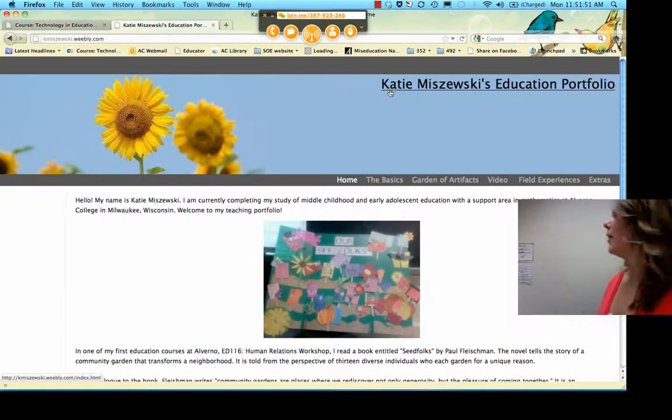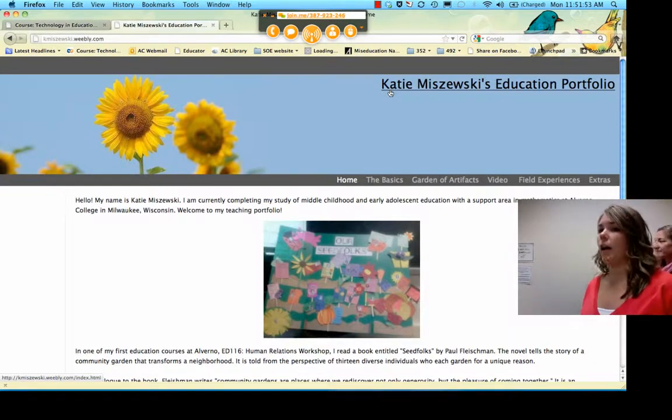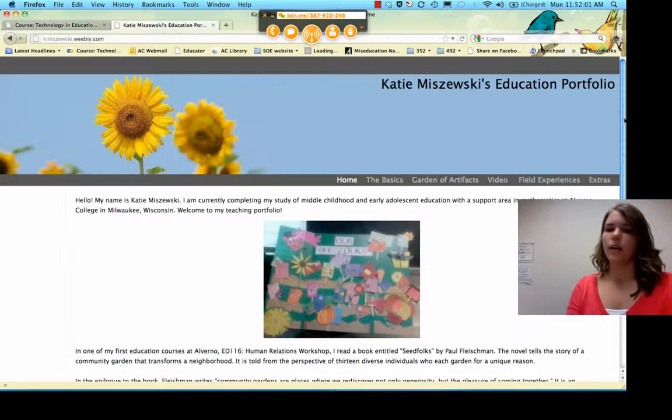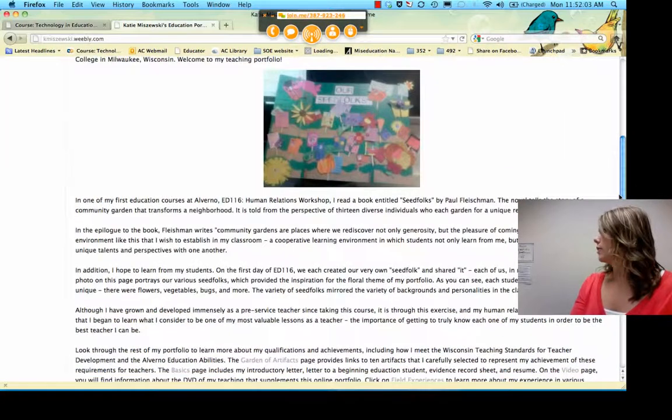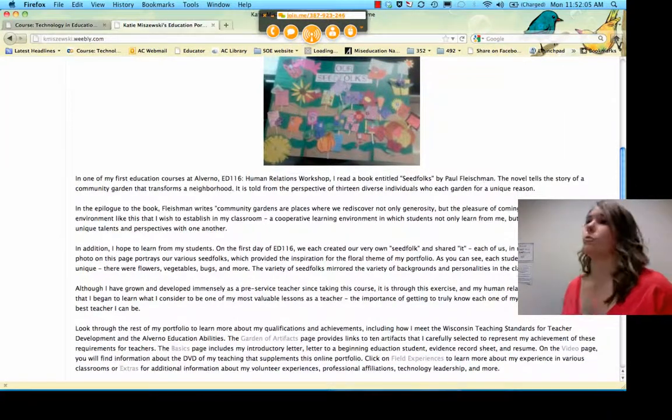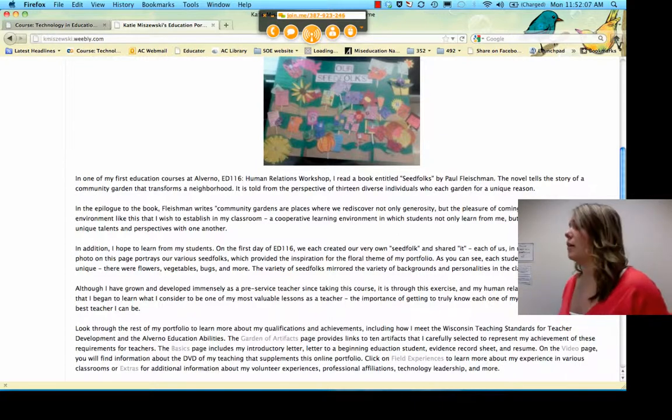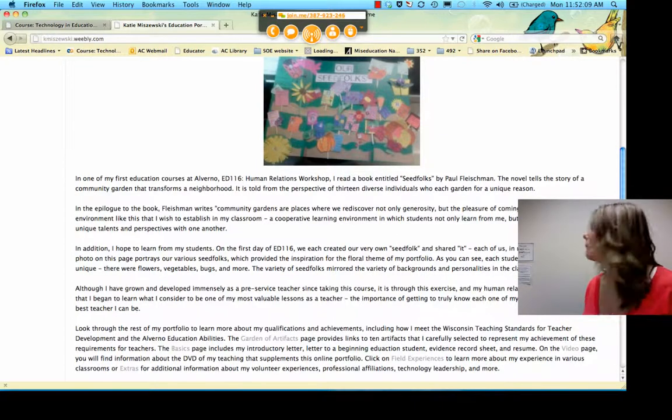So what you see right here on the homepage is actually what my MRT looked like in 216. I decided to stick with it. I stuck with the flower theme, and I even kept my homepage the same. So what you see here was all created in 216, which, let me tell you, was fabulous because it was one less thing for me to do this semester because portfolio is kind of a big deal.